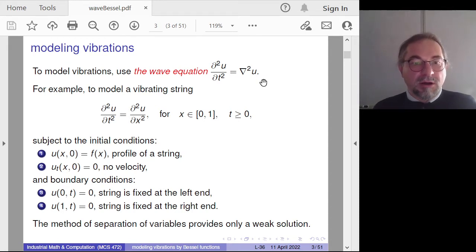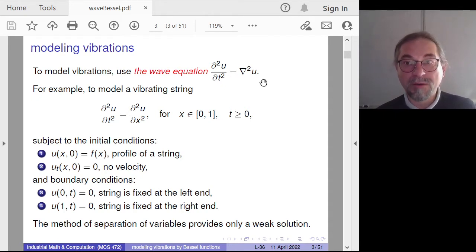So we have the initial conditions, two of them, and we have also two boundary conditions, which for this example state that at the endpoints the string is fixed, at the left end for x equals 0 and at the right end. So this is a nice problem, and in a way we've studied this problem in numerical analysis. A word of caution here: applying the method of separation of variables here does not lead to a good solution. It's a weak solution. So numerical techniques like finite differences are recommended here.